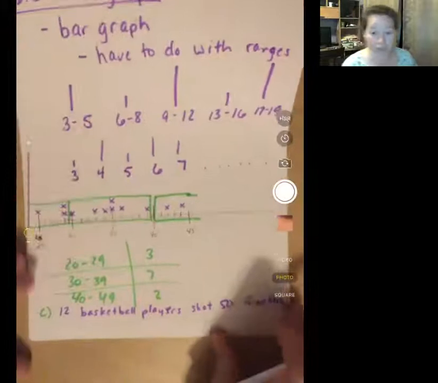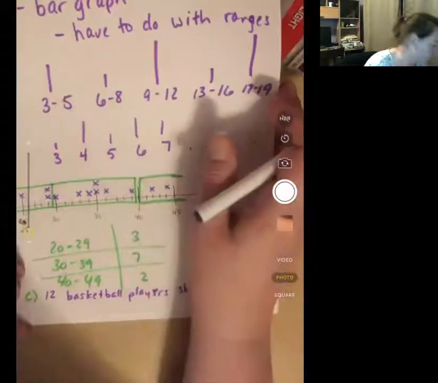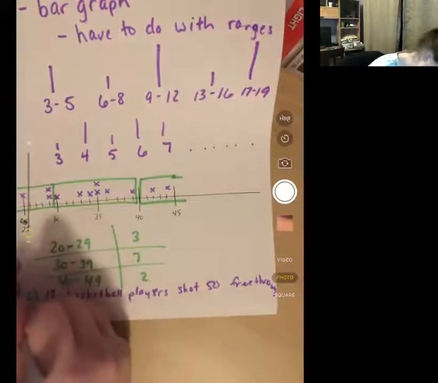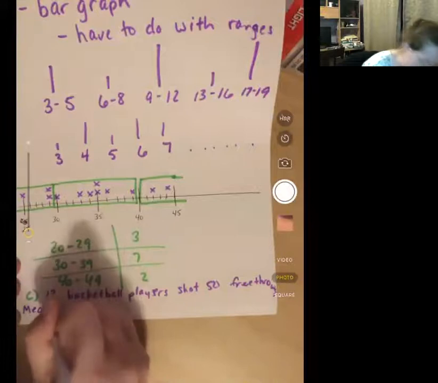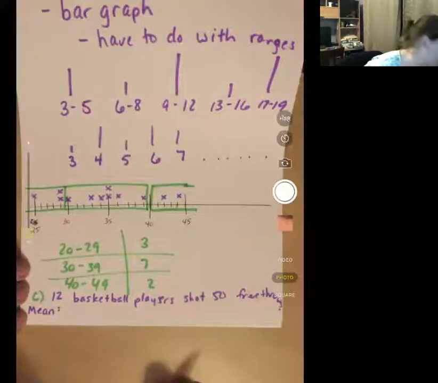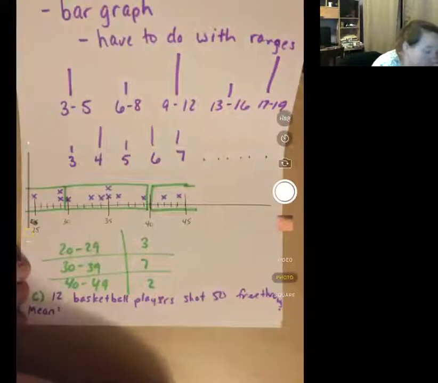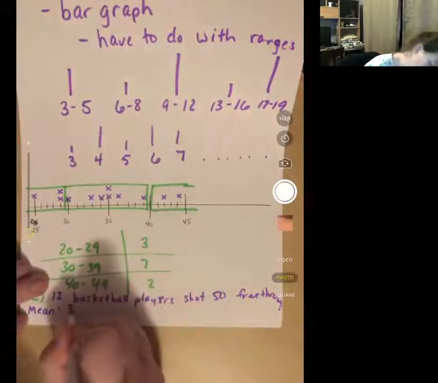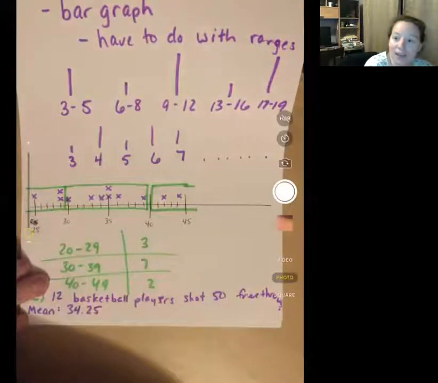Shot 53 throws. Okay, so that's what we know. 12 basketball players shot 53 throws. The mean, so that is the average. So we go 25, plus 2 29s, plus 30, plus 33, plus 34, plus 2 35s, plus 36, plus 39, plus 42, plus 44. And then we divide that entire number that you got there by 12. And we end up with 34.25. This is why we have our calculators.